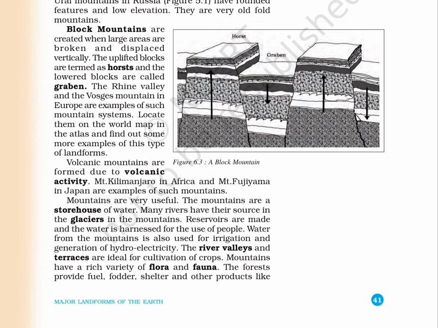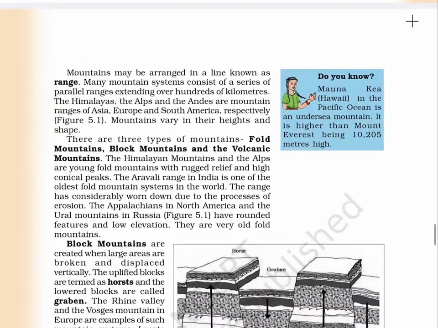Figure 6.3 shows a block mountain. We can see a horst and a graben. Do you know Mauna Kea in Hawaii in the Pacific Ocean is an undersea mountain. It is higher than Mount Everest, being 10,205 meters high.